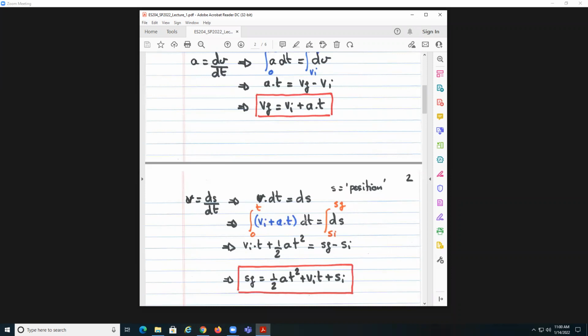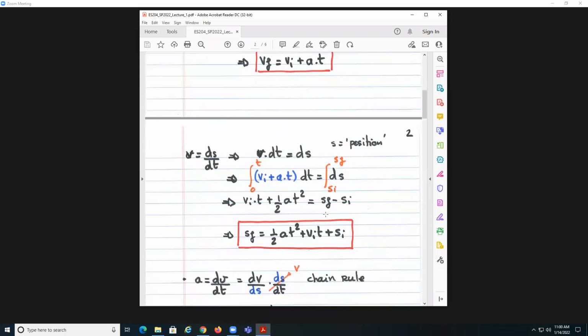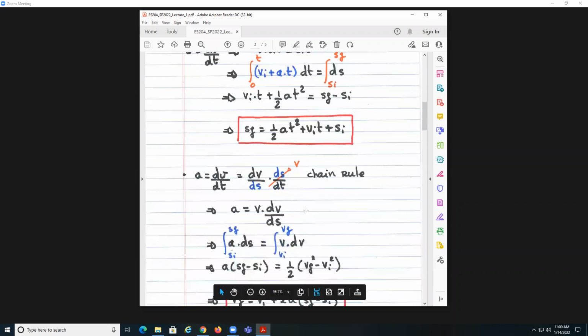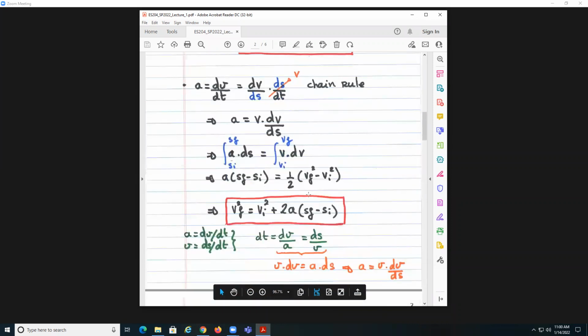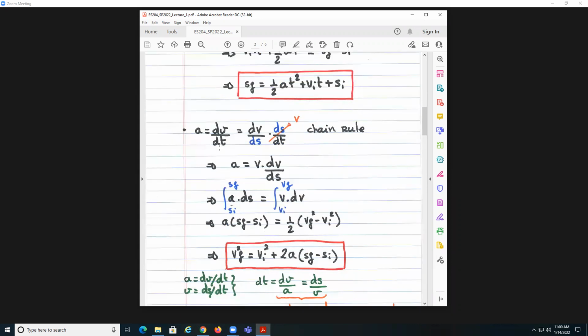You see it's t and t. We separate the variables, now we can integrate. We integrate and we get to the expression for the position that you should have seen before. Now this is another equation maybe that you might remember, but this one you see is only related to velocity, acceleration, and position. So there is no variable of time.